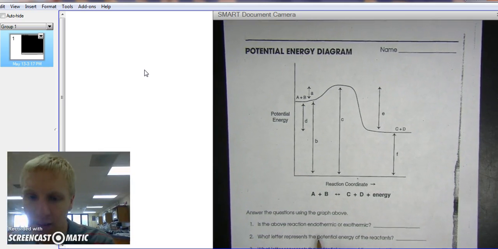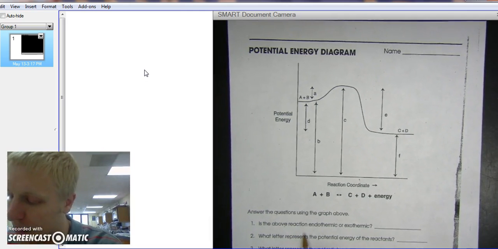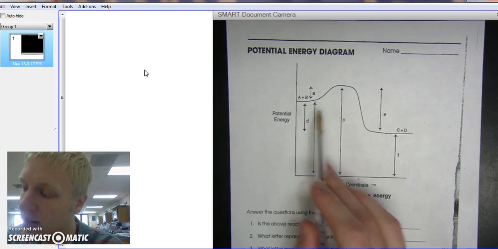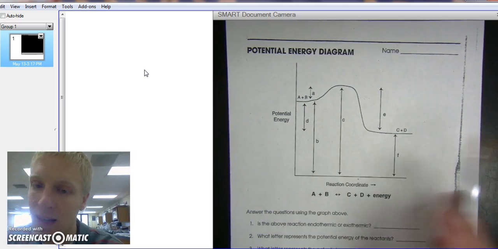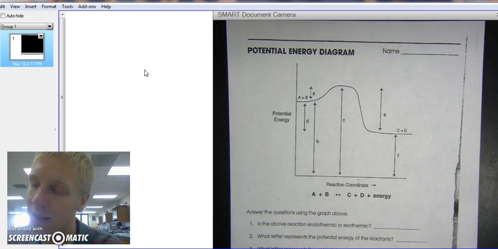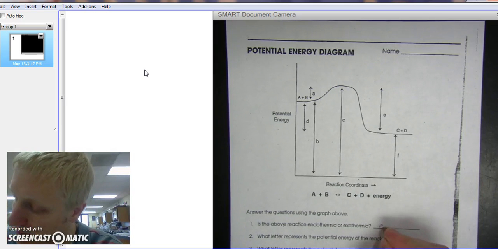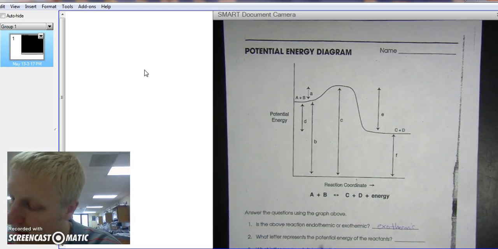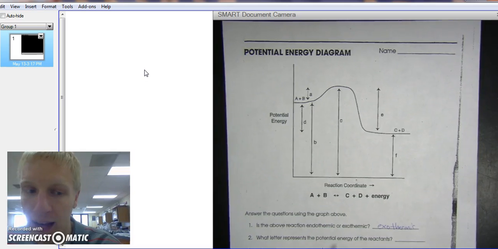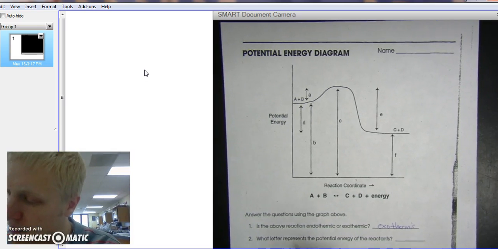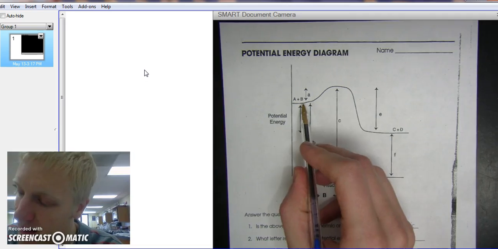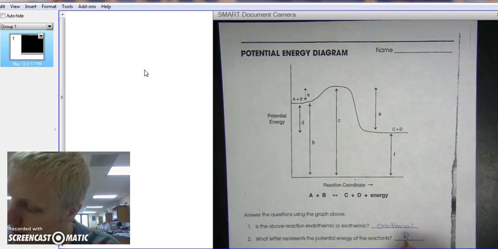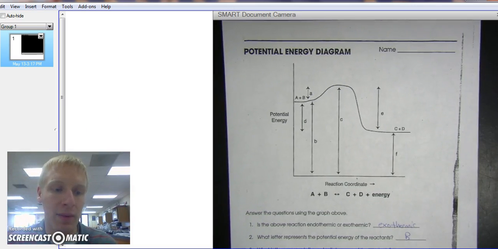So the first thing that could be labeled, well, first of all, is the reaction endothermic or exothermic? If I start with more energy and end with less, I'm giving off energy. Anytime I give off energy, I'm exothermic. All right, what letter represents the potential energy of the reactants? These are my reactants, and I have all of this energy. So that would be B, the potential energy of my reactants.